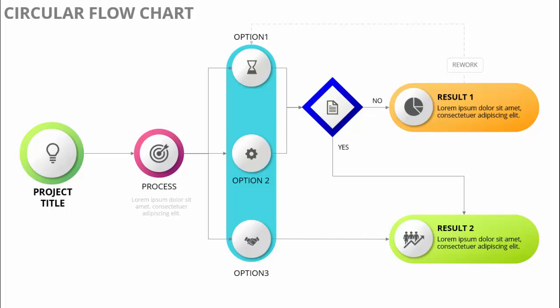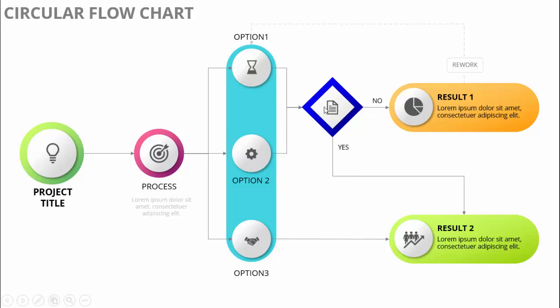In today's tutorial, I'm going to show you how to create this circular flowchart easily in PowerPoint. As you can see here, you can put the project title here and then the process. You can add some icons and add some detailed text, and then this process has three different options, option 1, 2 and 3, again with the icons.